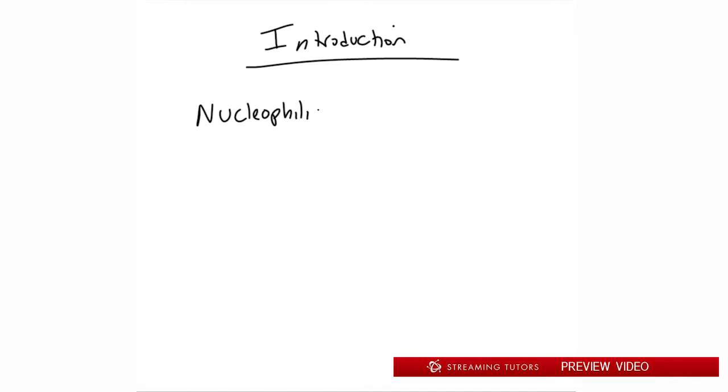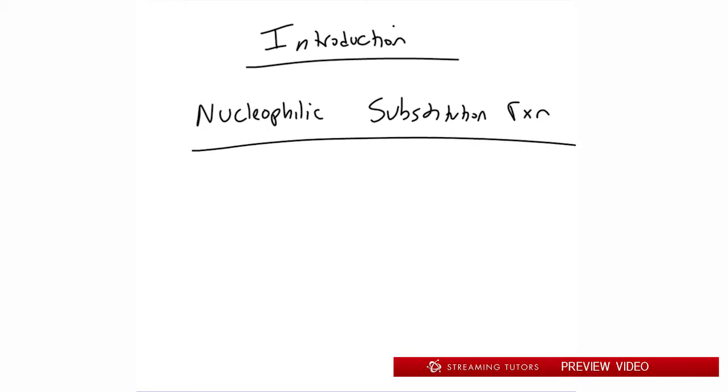The first thing I want to talk about is an introduction. Let's go ahead and do a quick introduction. The idea is that we have something called a nucleophilic substitution reaction. Now, what is a nucleophilic substitution? Well, we know what a nucleophile is. That's what's going to come into something and give electrons. Remember, nucleophiles are looking for the nucleus, the positive source, and it gives electrons.